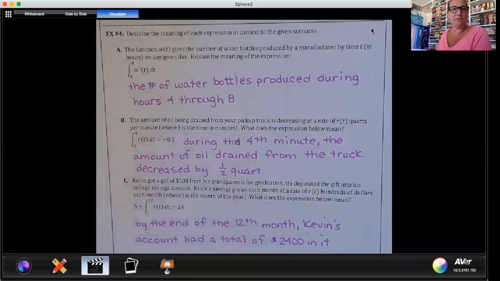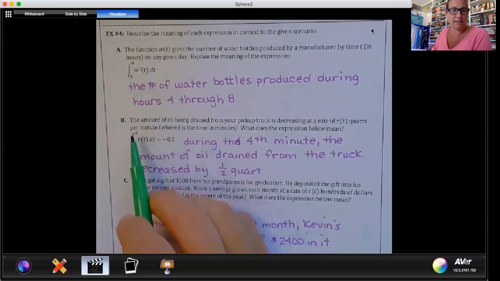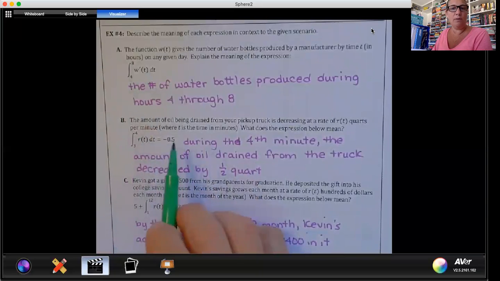The amount of oil being drained from your pickup truck is decreasing at a rate of r of t quarts per minute, where t is the time in minutes. What does the expression mean? So during the fourth minute, so we've gone from 3 to 4 minutes, the amount of oil being drained from the truck is decreasing by half a quart.